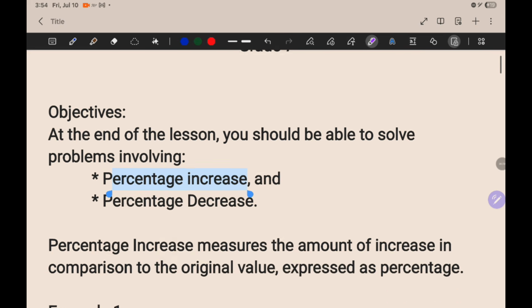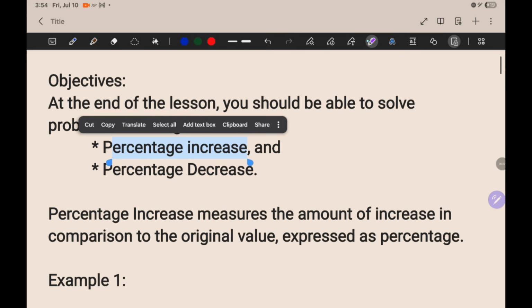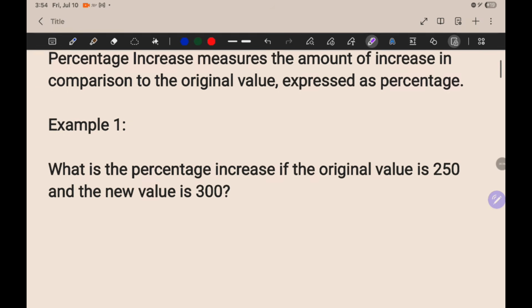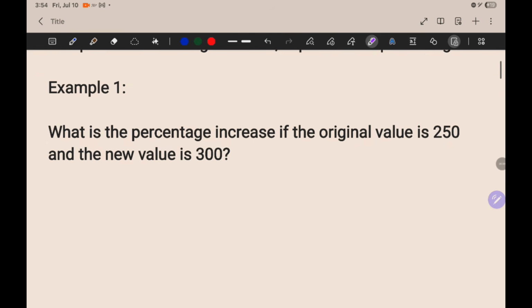So first, let's define percentage increase. When we say percentage increase, it measures the amount of increase in comparison to the original value expressed as a percentage. So, para mas maintindihan natin, let's have our first example. What is the percentage increase if the original value is 250 and the new value is 300?